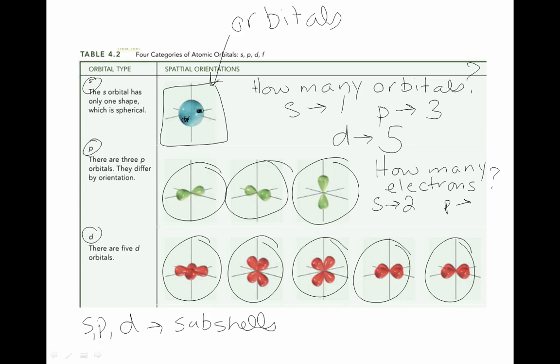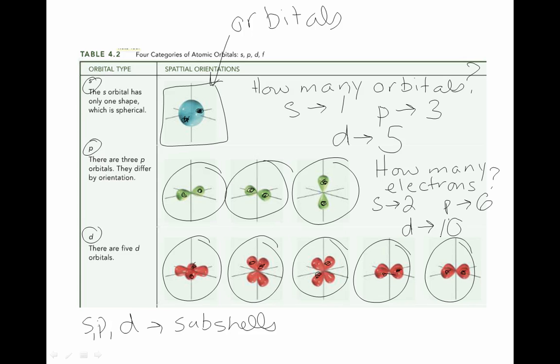What about in P? Well, I can have 2 electrons in this orbital, 2 electrons in this orbital, and 2 electrons in this orbital. So I can have a total of 6 electrons. And then in D, I can have 2 in this orbital, 2 in this orbital, 2 in this orbital, 2 in this one, and 2 in this one. So in D, I can have a total of 10 electrons.